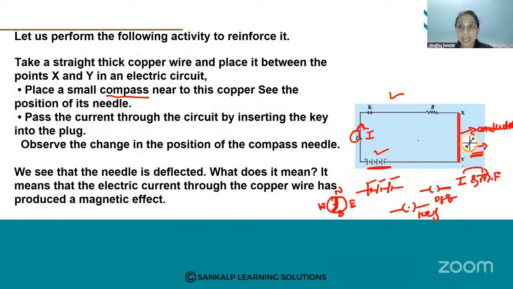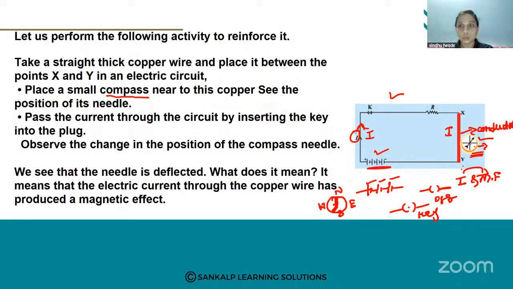But at that time, one compass is accidentally placed near this circuit. When he starts his experiment, the plug key is closed and current starts flowing in the circuit. When the current reaches the two ends of the conductor, X and Y, which we studied now, right? When the current flows through these conductors, he observes some fluctuation or movement in the needle of this compass.